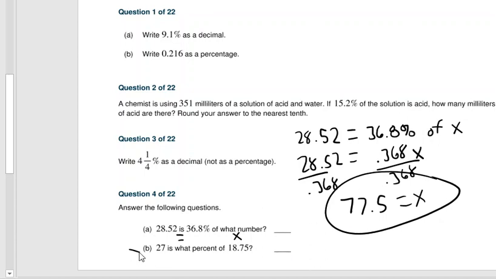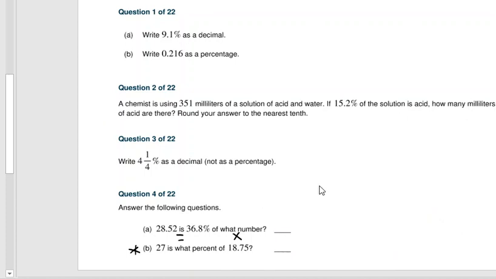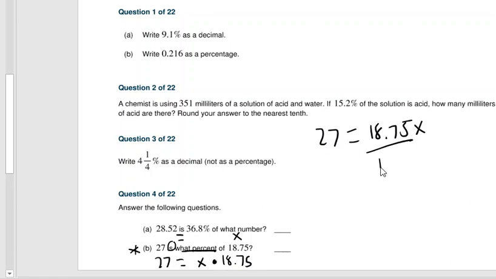Now, let's go ahead and do B. Okay, B says 27 is what percent of 18.75? So when we translate this into an equation, we're going to have 27, the word is means equals, what percent, that's going to be where our variable goes, of means times, and then we have 18.75. Okay, so our equation is 27 equals 18.75 times x. And then from there, all we have to do is divide by 18.75 on both sides.